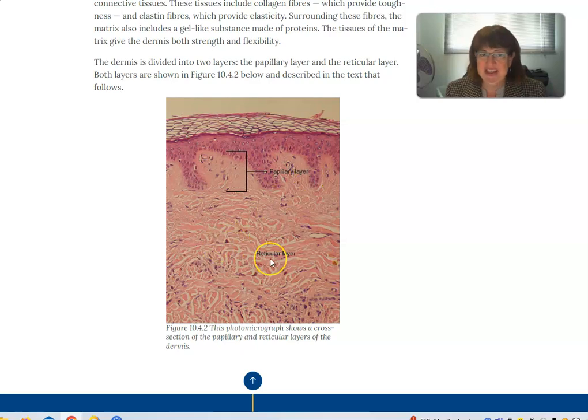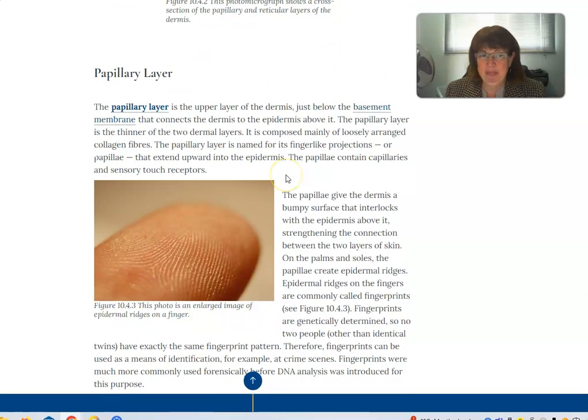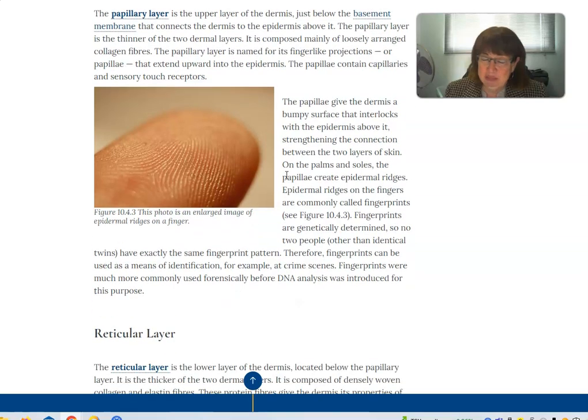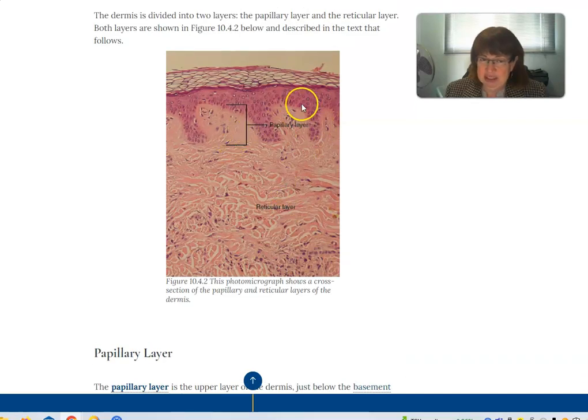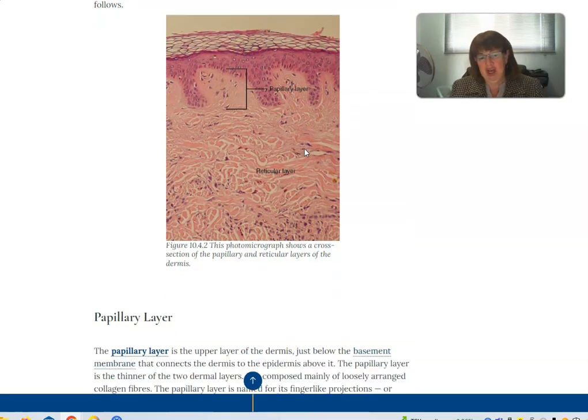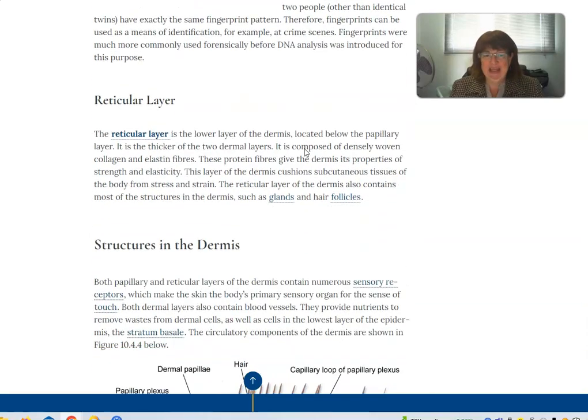And then you have the reticular layer underneath it. The papillary layer is the one that has the bumps on it, and it is just below the basement layer. It is collagen fibers, and that's what gives you the fingerprints. It has these wiggly bits in order to help intertwine the top layer with the bottom layer. If it was flat, it would move a lot more. So that is the papillary layer.